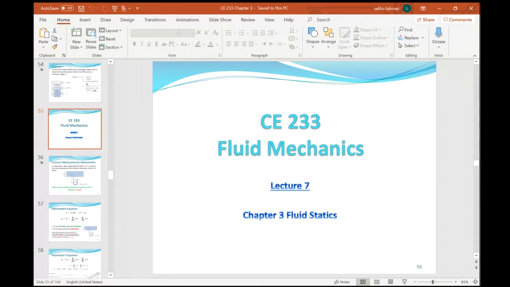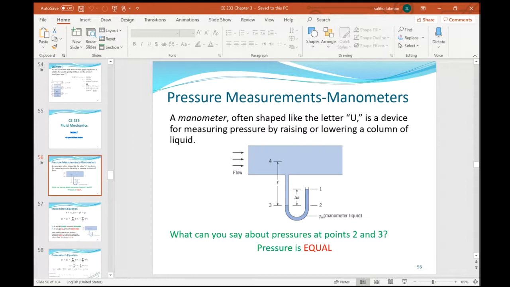In our previous class, we're still in chapter 3, and we started discussing the pressure measurements using manometers. Okay? A manometer is often shaped like the letter U, a device for measuring pressure by raising or lowering a column of liquid. So we're going to see several examples. You can have water, mercury, or even more than one liquid at a time. So in this figure here, you have water flowing in a pipe, and you have the manometer attached to it.